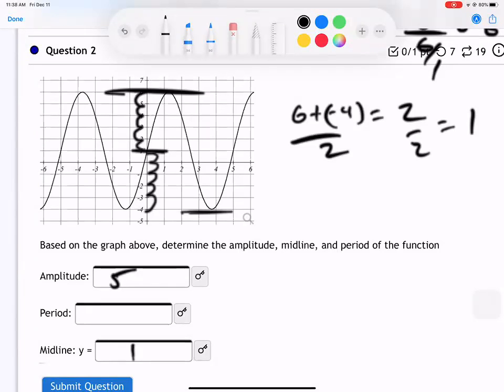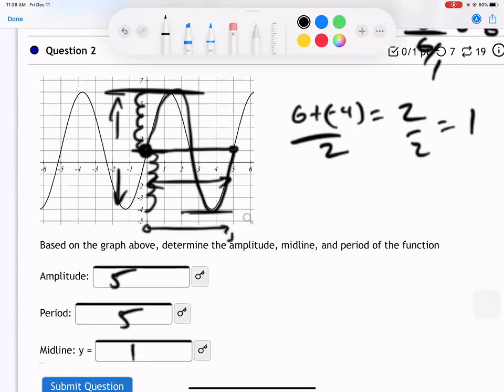The period is when does this graph start? If we know the midline is 1, let's follow it out. That is half the graph. The full graph going up and down is 5. It takes us 5 to finish. We're just reading the graph and answering the question they asked us. The amplitude going up is 5, down is 5. The time it takes me to start and finish one graph is 5. And the midline is positive 1, right in the middle. So these can be really easy questions for you.